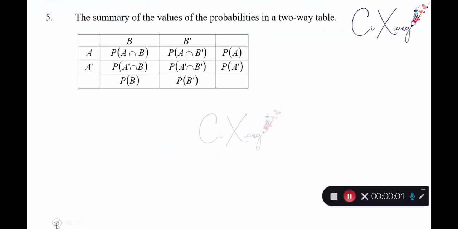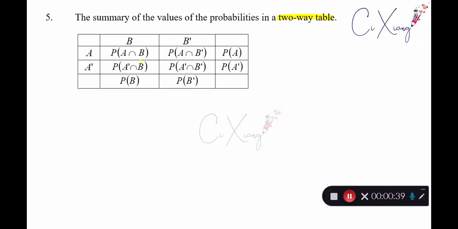Today we are going to learn another method to find the probability, which is the two-way table. When you want to use a two-way table, you can rephrase all the information given in the question into a table form, and it consists of maybe two different events. You have event A, event A prime, event B, and also event B prime. When you construct a table like this, you will get some very useful information about the intersection of all the events from the cells of the table.